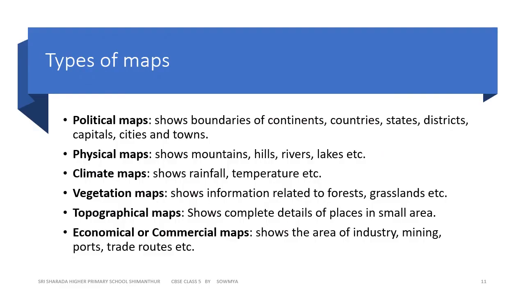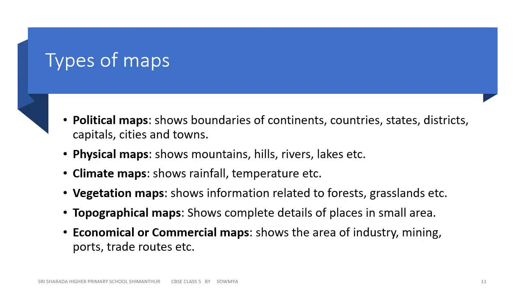Types of maps. There are different types of maps to show different information related to places. Political maps show boundaries of continents, countries, states, districts, capitals, cities and towns. Physical maps show mountains, hills, rivers, lakes, etc. Climate maps show rainfall, temperature, etc. Vegetation maps show information related to forests, grasslands, etc.